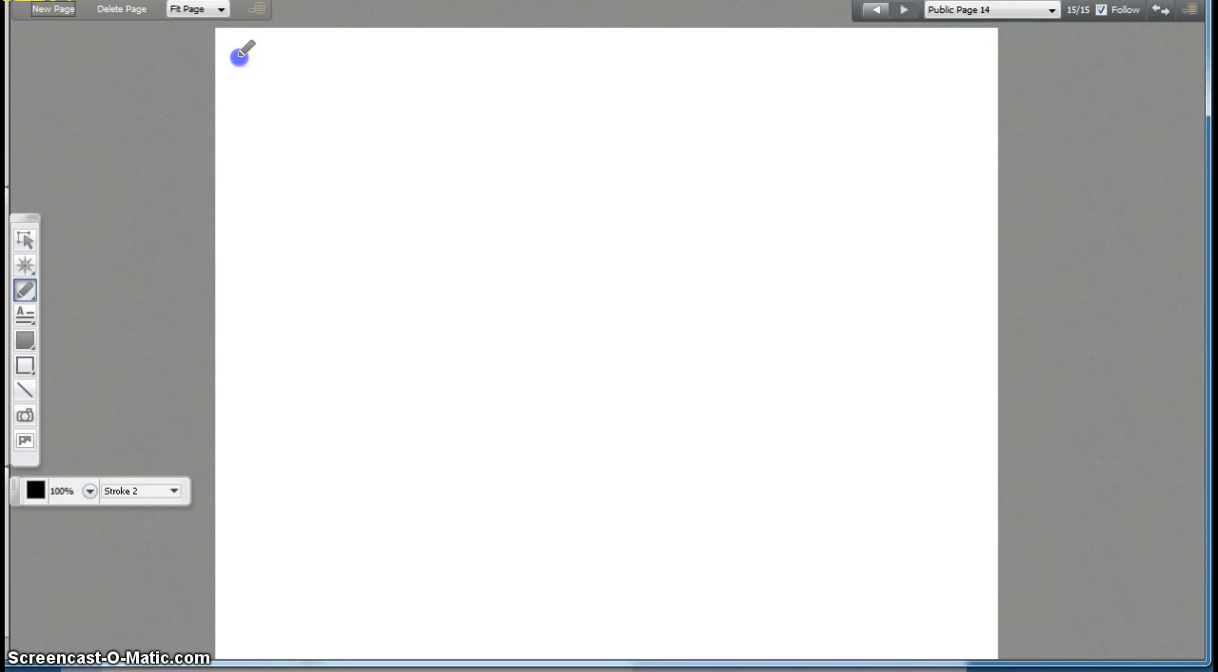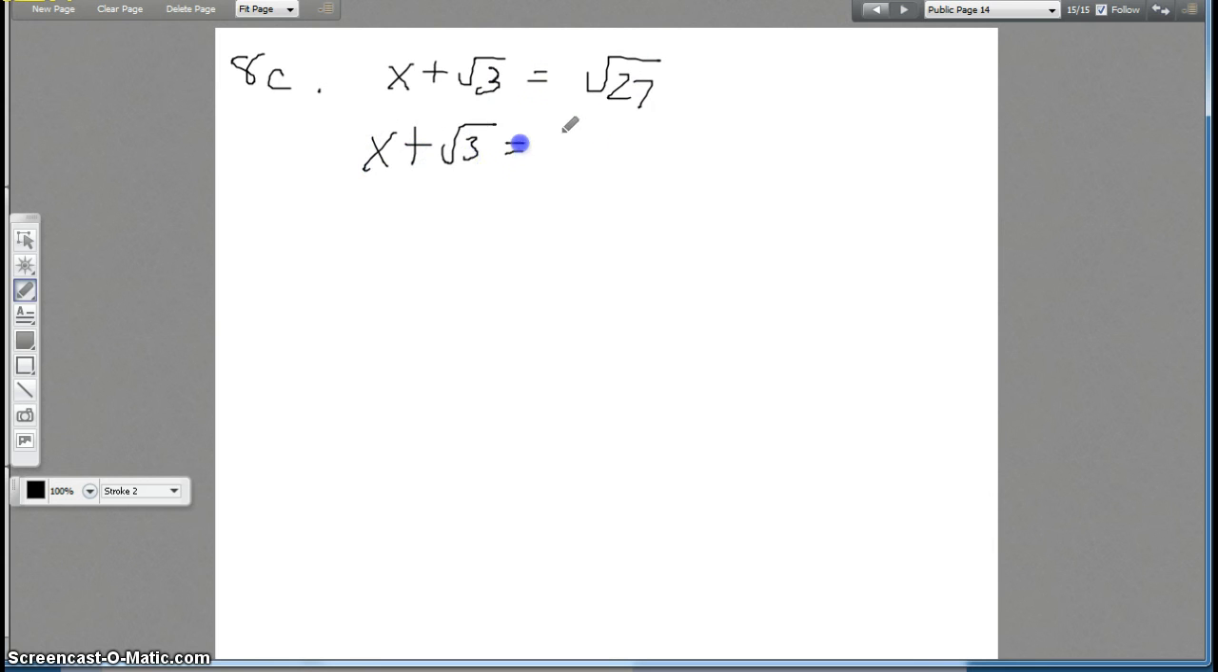Let's do just one more, 8c. We have x plus square root 3 equals square root 27. 27 is 9 times 3. We can pull a 3 out. That's 3 square root 3. Subtract a square root 3 from both sides, and we get x equals 2 square root 3.